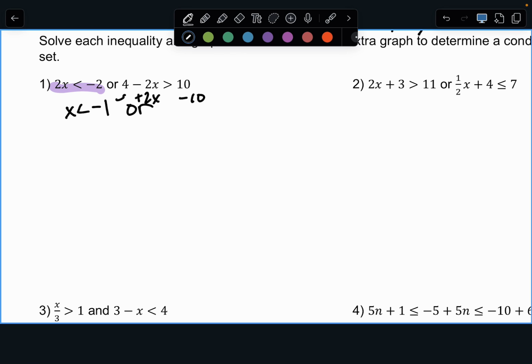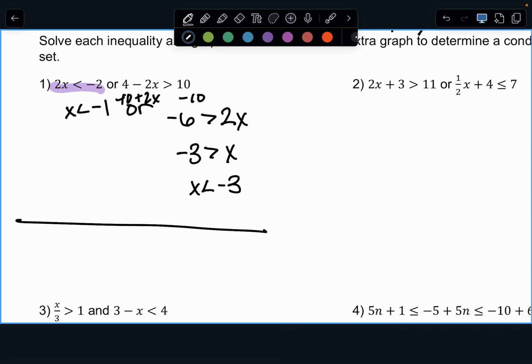That works. We would get 4 minus 10 is -6. We would get positive 2x on the right. Divide by 2. We get -3 is greater than x. And I'm going to switch it so it's x is less than -3. That's how we like to look at it, with the variable on the left for the most part. Are we good to that point? Okay, then we graph them.